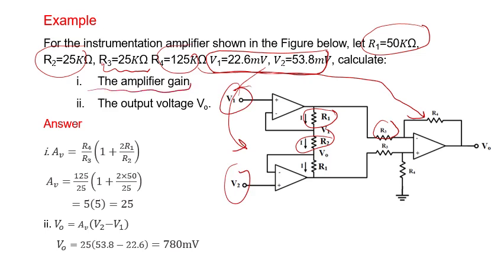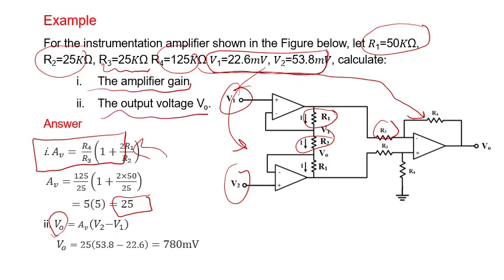The gain, from the previous slide, we took the formula, is given as R4 over R3 times 1 plus 2R1 over R2. So from the formula of the gain, we substitute the values as they are direct. You are going to find that the gain is 25. Now for the second part, you want to calculate the output voltage. The output voltage is equal to the gain times the input voltage, which is the difference between the two inputs, and it will be equal to 780 millivolts.